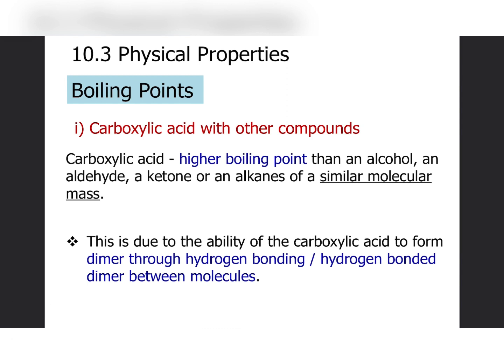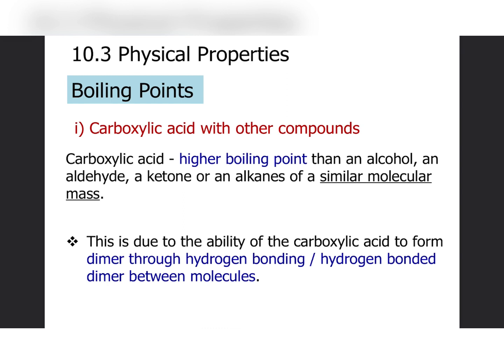Okay, generally kalau kita nak compare carboxylic acid with other compound, so carboxylic acid will has higher boiling point compared to alcohol, aldehyde, ketone and alkanes yang similar molecular mass. So remember, bila kita nak compare, mesti dia ada persamaan dan ada perbezaan. So nak compare, mesti persamaan dia mesti ada similar molecular mass. So kalau 60 gram per mole, so mesti around that value sahaja that you can compare dia punya boiling point.